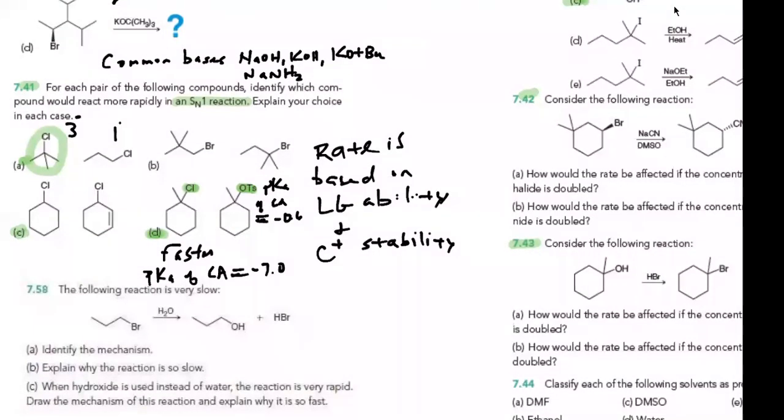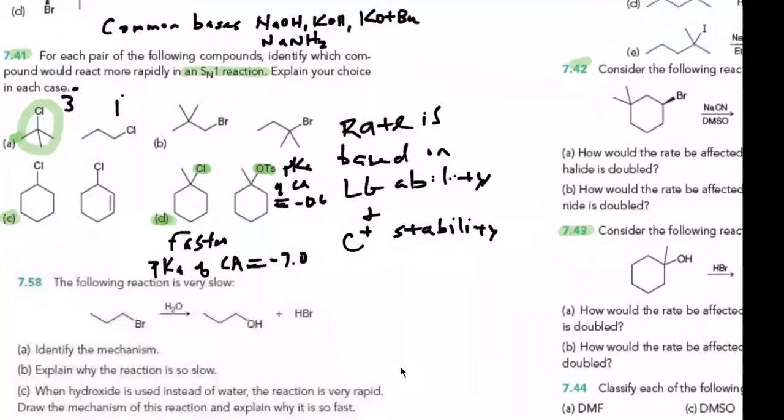All right, what about C? What are we looking at for C? Same leaving group, different type of substrate. So what are we looking at for C? Would it be something to do with resonance? Yes.